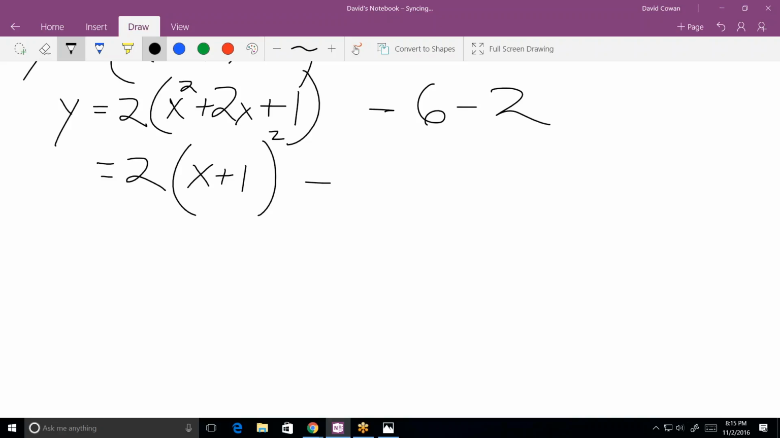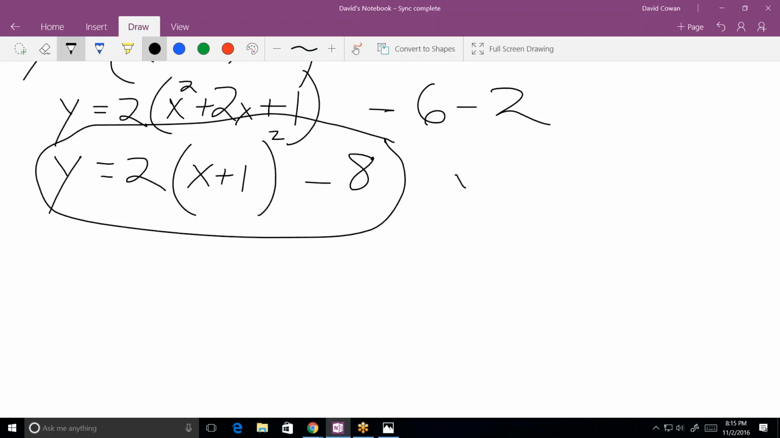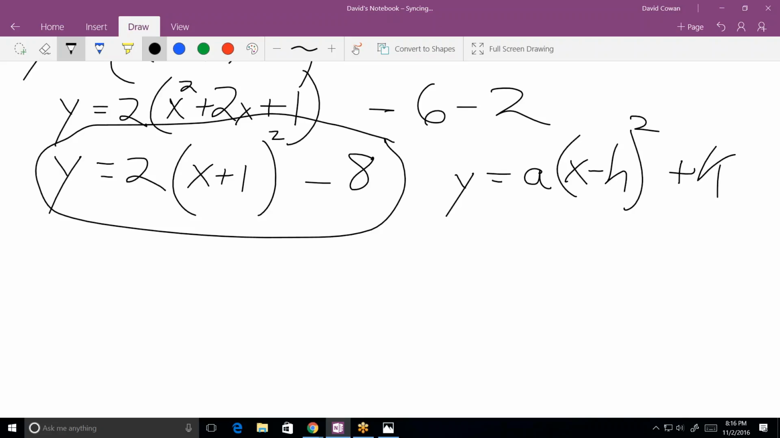Notice that when I combine those two now, I have that. Well, you just put it into vertex format. Remember what vertex format is: y equals a times x minus h quantity squared plus k. The advantage of having it in vertex format is clear. You know immediately where the vertex is. Exactly. It's at where?